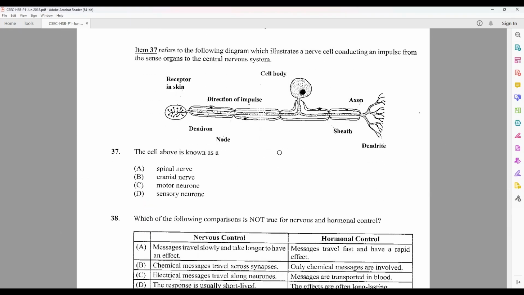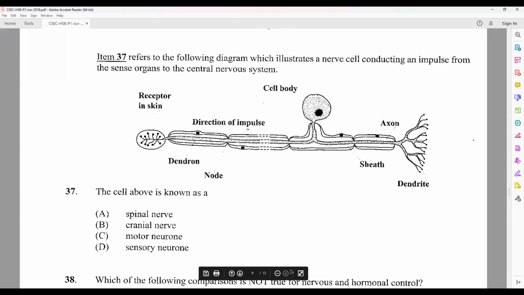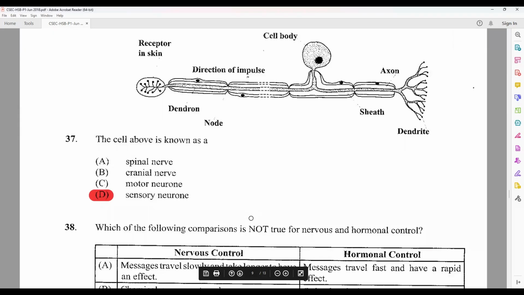Item 37 refers to the following diagram, which illustrates a nerve cell conducting an impulse from the sense organs to the central nervous system. They already tell us it's a sense organ. The cell above is known as, well, the hint was there, the sense organ. So if you find sensory corresponding with sense, then that makes sense.